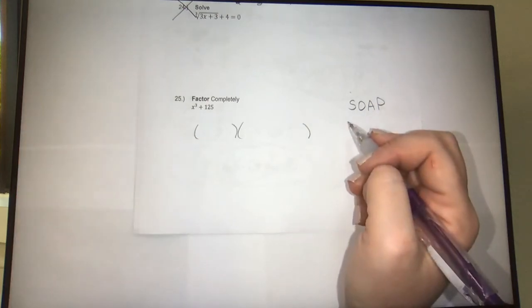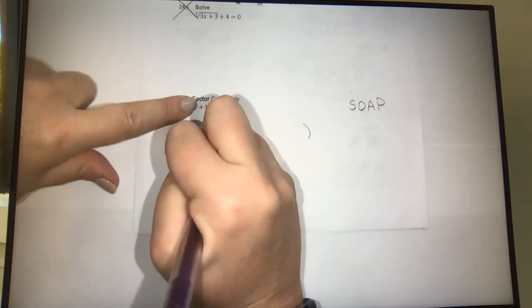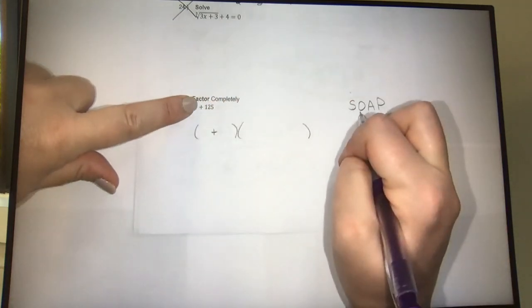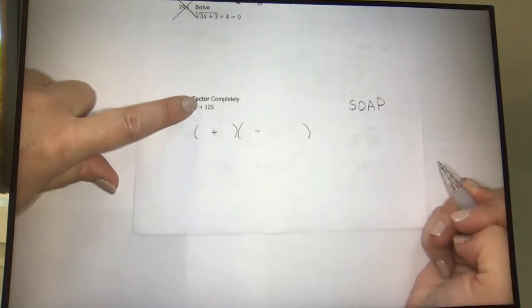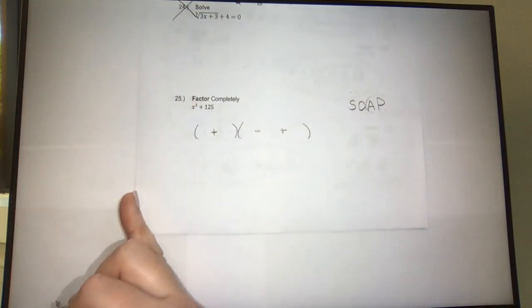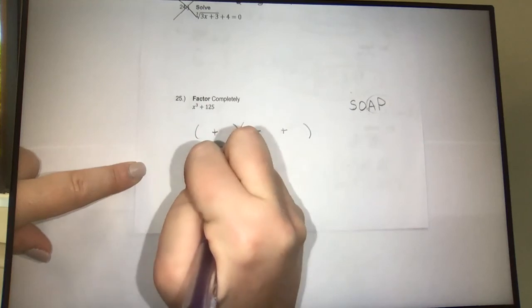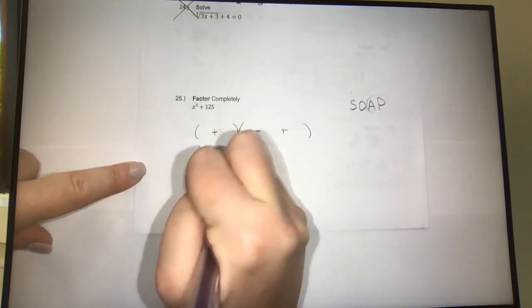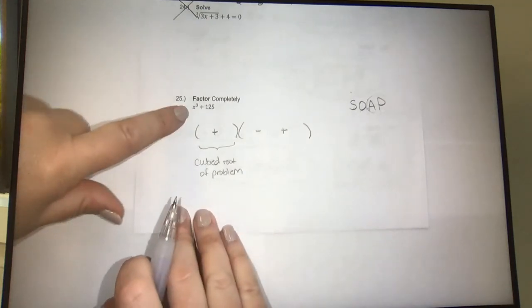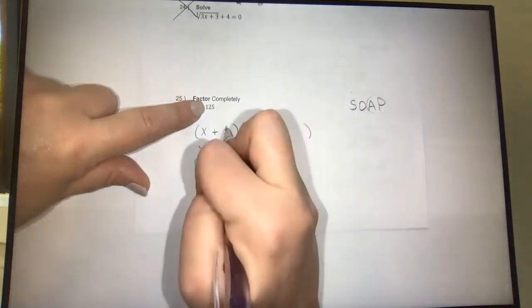You're going to have 3 signs, 1 for your binomial, 2 for your trinomial. You're going to have the same sign. In this case, positive. You're going to have the opposite sign. In this case, negative. And then regardless, in the back, it's always positive. Okay? Those are your signs. Now, for this binomial, we're going to take the cubed root of the problem. So, cubed root of x cubed, x. Cubed root of 125, 5.